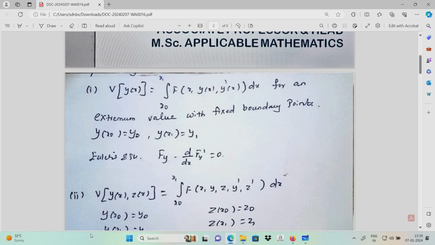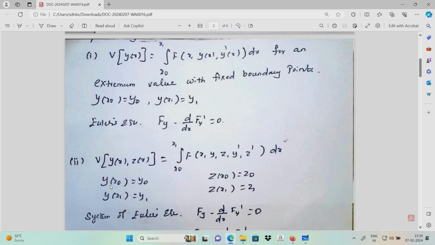So now we extend one more variable. So of the type V of y of x comma z of x, which is integral x naught to x1 f of x comma y of x comma z of x comma y dash of x, z dash of x into dx, with the boundary conditions y of x naught is equal to y naught and y of x1 is equal to y1, z of x naught is equal to z naught, z of x1 is equal to z1.